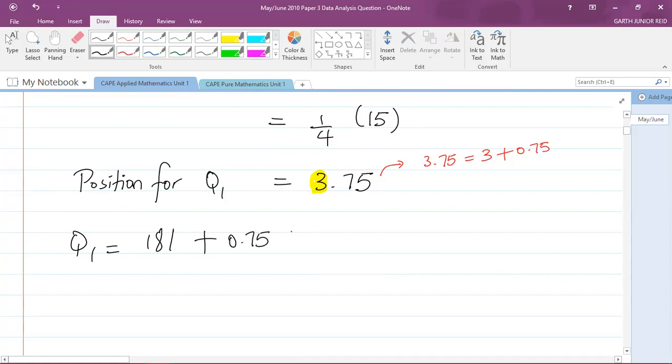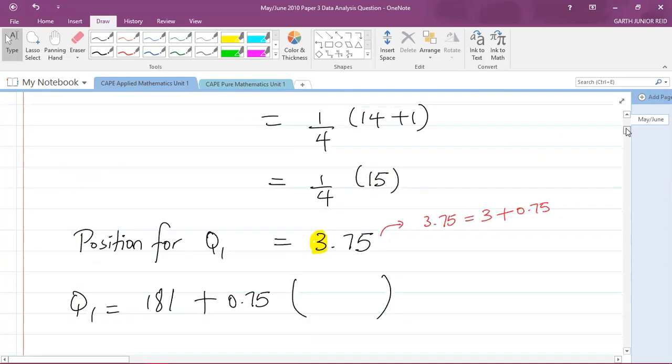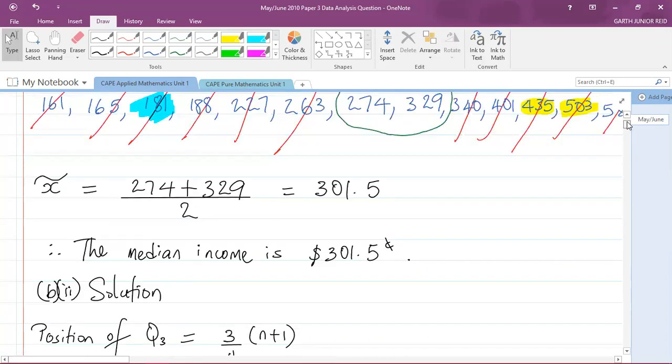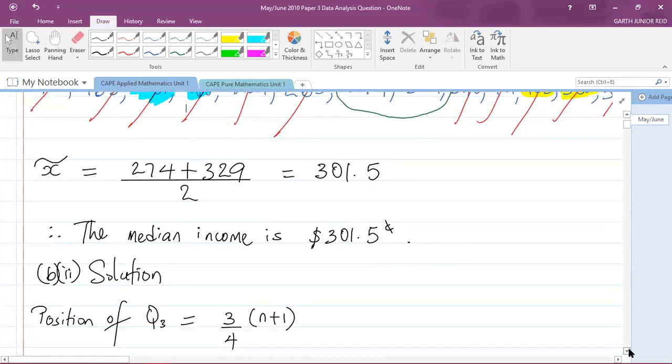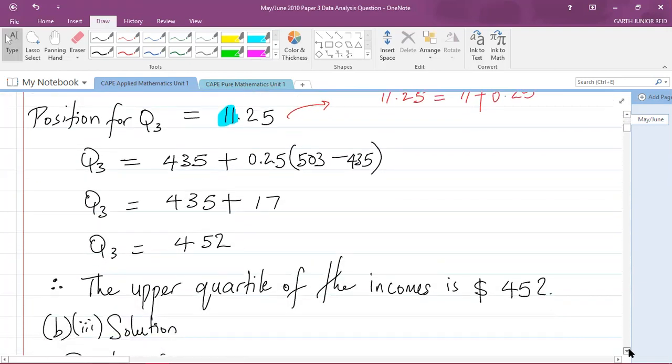So 181 plus that 0.75, multiplied by the number which comes after 181. Let's look at it. The number which comes after 181 is here, 188. That's the number that comes after 181. Let's go back down.